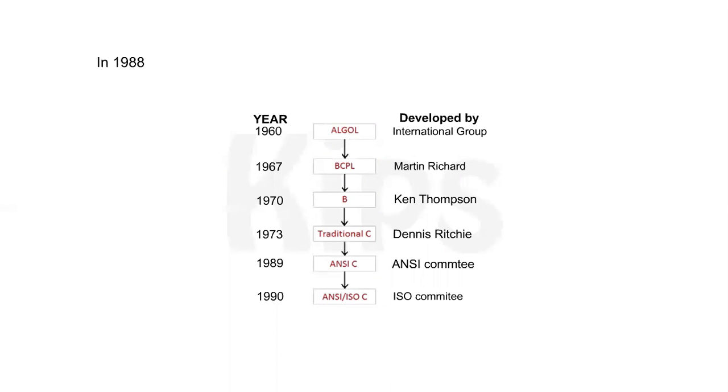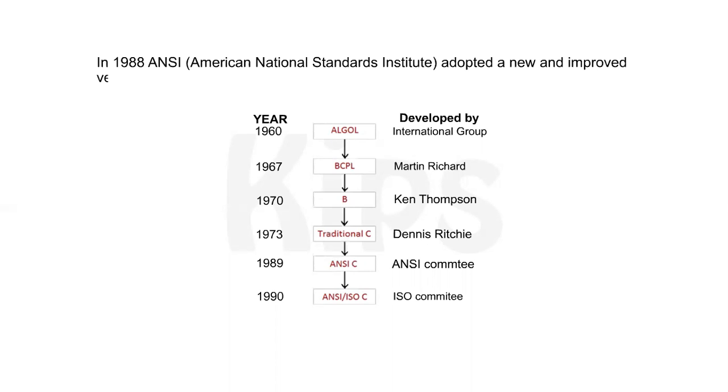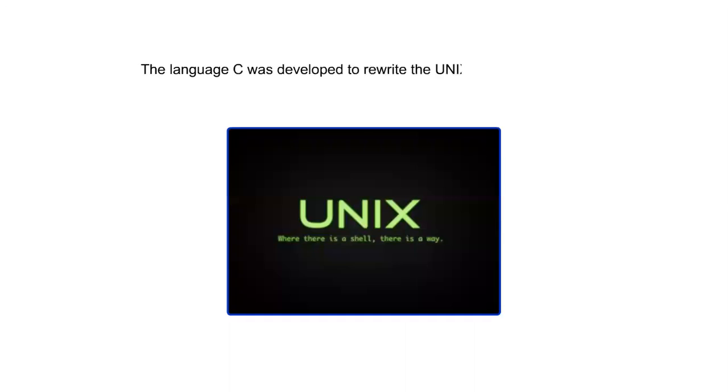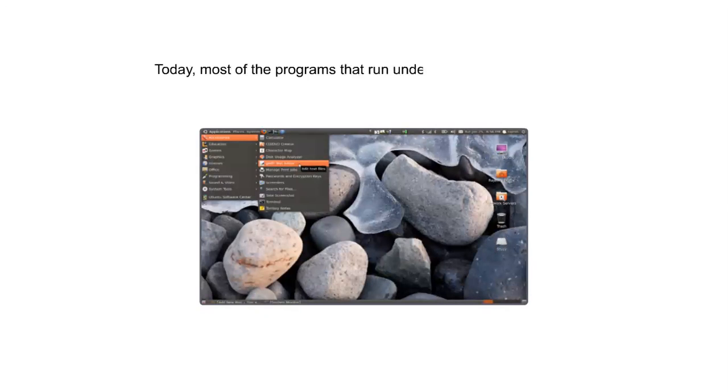In 1988, ANSI, American National Standards Institute, adopted a new and improved version of C, which is known as ANSI-C. The language C was developed to rewrite the Unix operating system. Today, most of the programs that run under Unix are written in C.